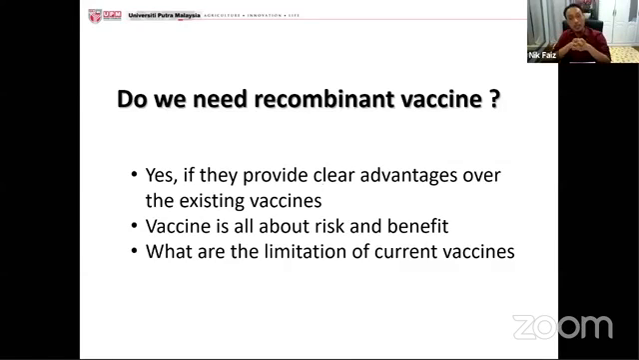What are the limitations of the current vaccines that can be answered by recombinant vaccines? Some recombinant vaccines are more heat stable or have a better delivery method. And there are a lot of limitations, like I told you earlier, when it comes to control of diseases. With current vaccines, there are chances of reverting to virulence, and recombinant vaccines will answer some of these questions.